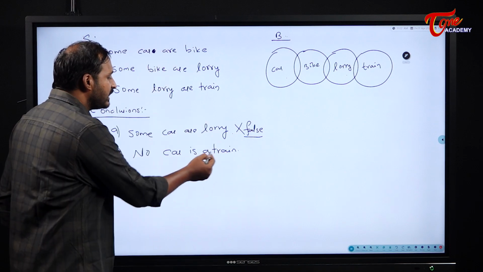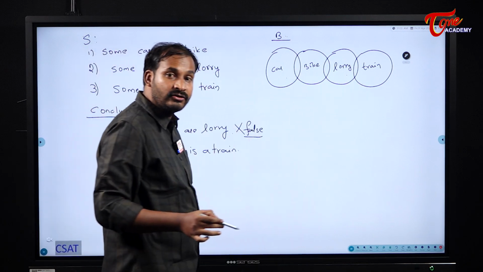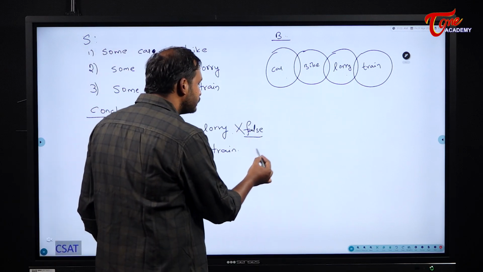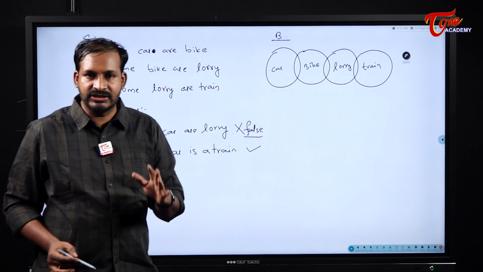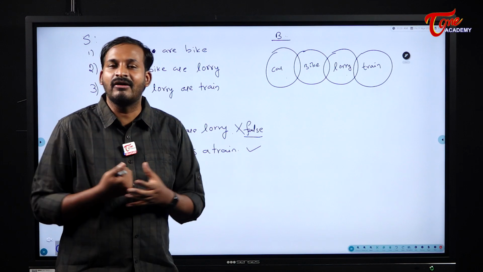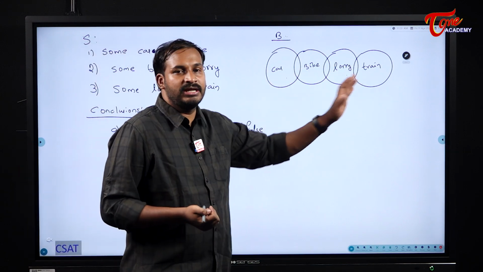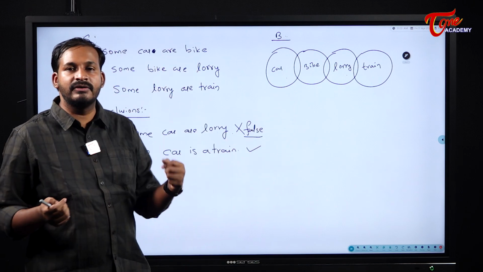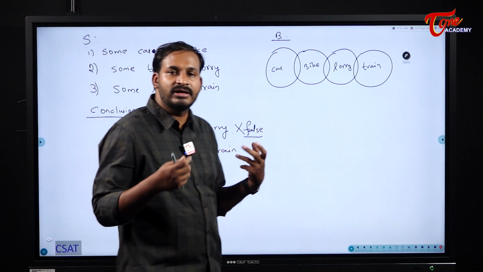Now come to my negative conclusion. See here, no car is a train. According to the basic diagram, that is true, right? Why? Because there is no relation between car and a train. Yes, that is true. But what is our intention? Already I told you, there should be no negative conclusion. What we will do? We will always try to make them false. At any cost, we will try to make them false.